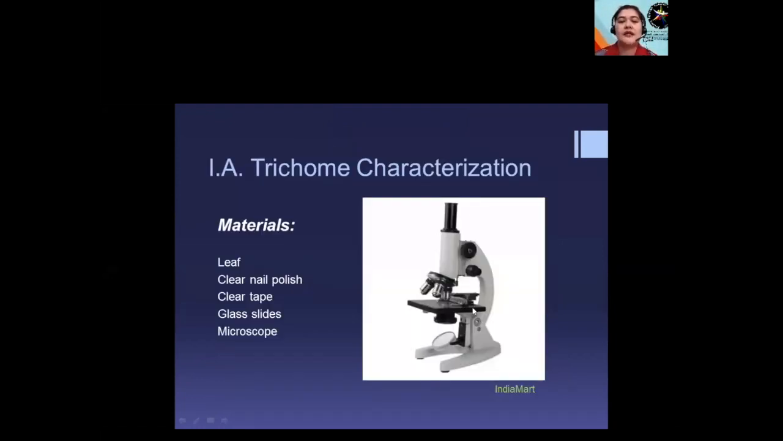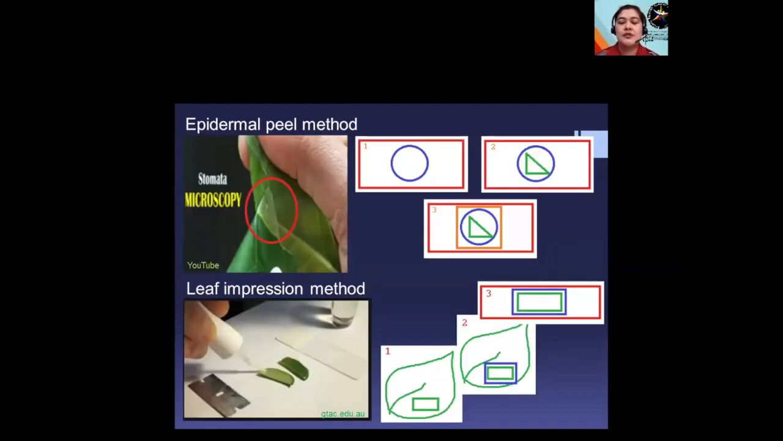So in trichome characterization, these would be the materials that we would need. Of course, the leaf, you need clear nail polish, you need clear tape or scotch tape, and you need glass slides, and cover slips sometimes, and of course the microscope. I hope we're all familiar in using the microscope because that is really our partner in studying living forms.